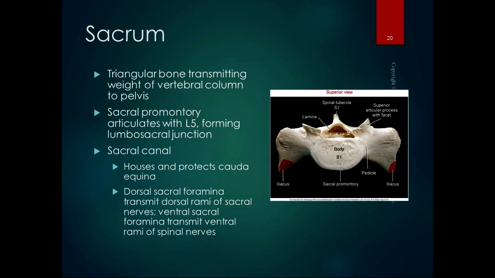The reason we have this picture looking at it this way is you can see the sacral canal, and the function of the sacral canal is to house and protect the cauda equina. The cauda equina is the bottom of the spinal cord where it splits off into little nerve roots. On the dorsal side of the sacrum, there are foramina that transmit the dorsal rami of sacral nerves. The ventral sacral foramina transmit the ventral rami of spinal nerves. So a lot of our lower extremity nerves are innervated through the lumbar and sacral plexuses, and they come out through the bottom of the sacrum, which is kind of cool. It's nice that we have those holes to do that.